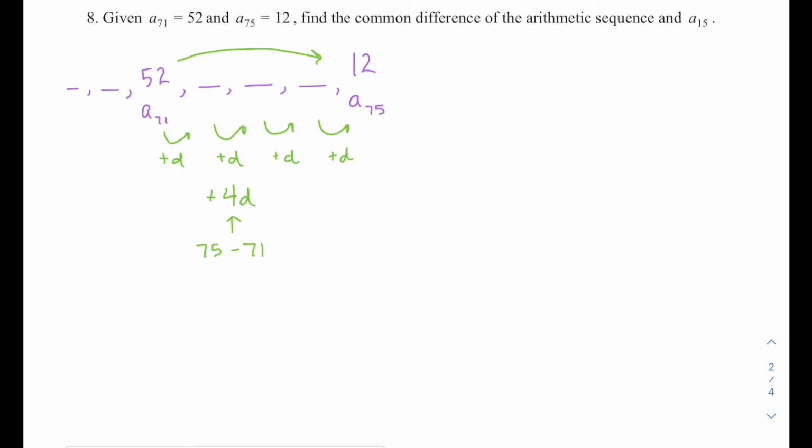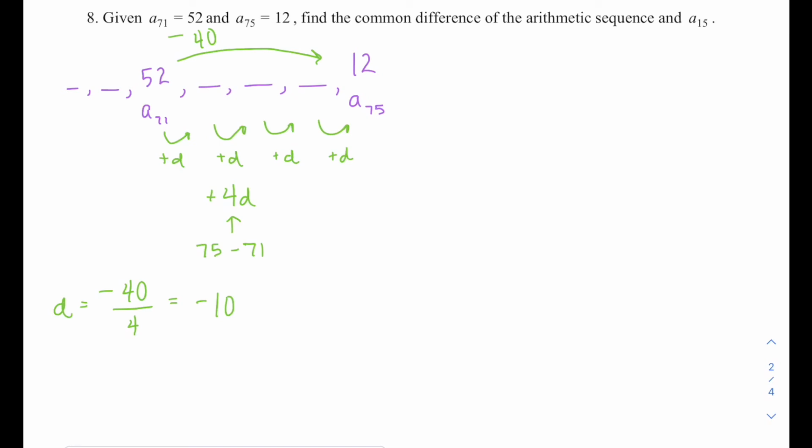How did I get from 52 to 12? It's a total difference of negative 40. The total difference is negative 40, but I need to break that down into 4 equal jumps. We divide things up using division, so I'll get that my common difference is negative 10. This is the logical way to work through it.